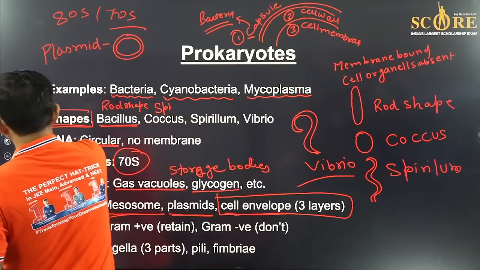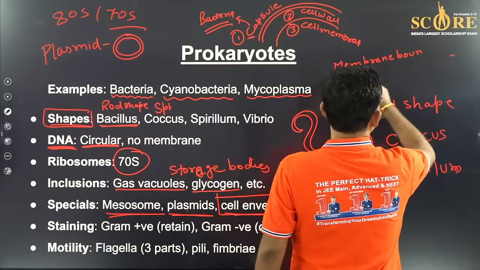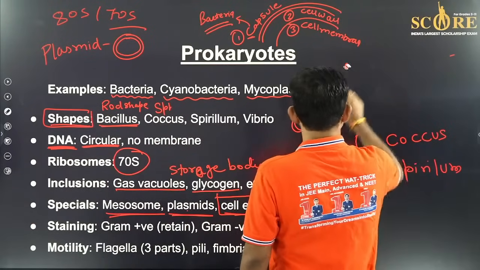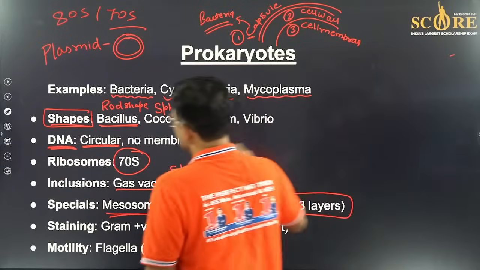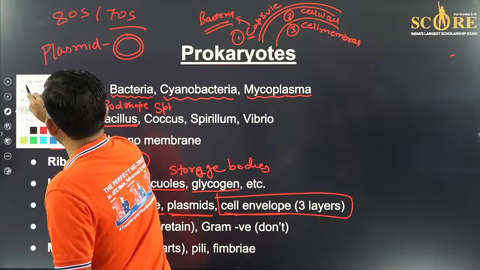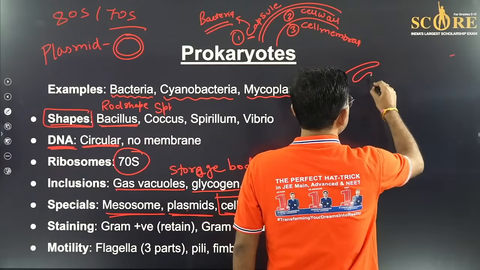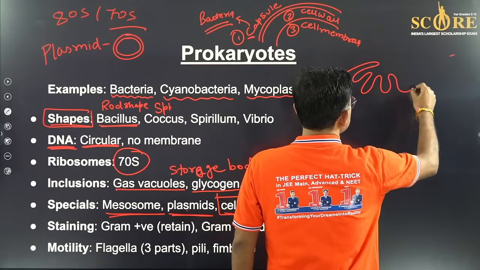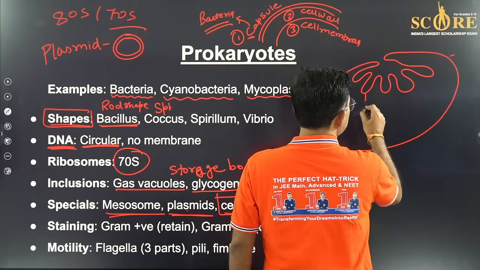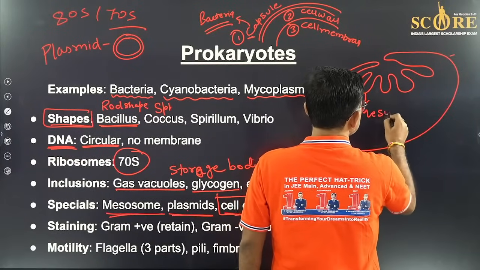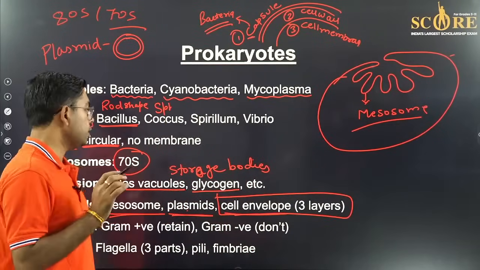Here if I mention mesosome, so this is the cell. Now the infolding like this. This infolding in the membrane, this is called the mesosome. Remember, the mesosome is the infolding of the membranes.